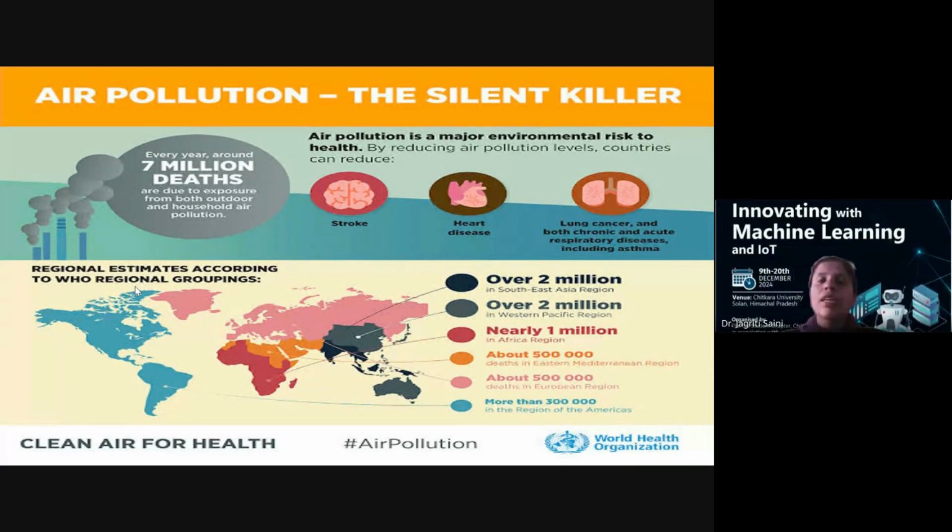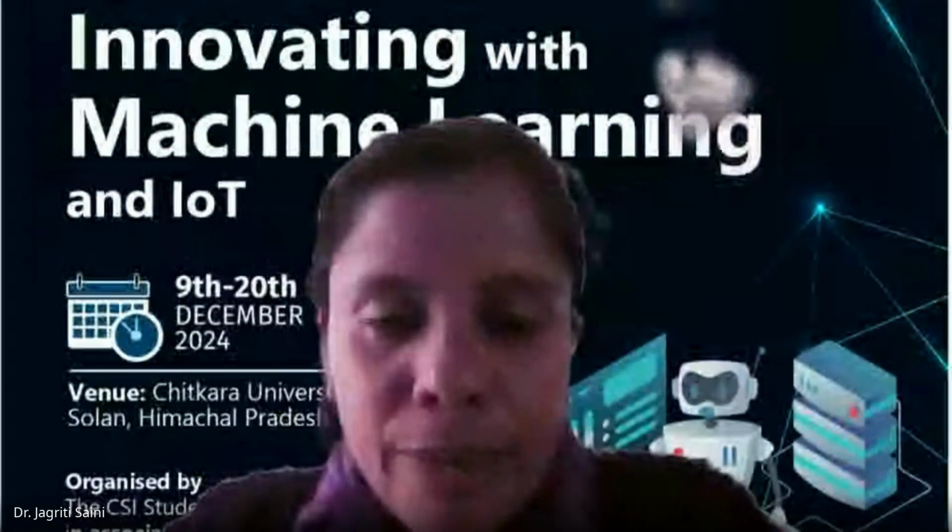And this further leads to some prime health issues, including stroke, heart disease, lung cancer, and a variety of respiratory health issues, including, we can say, your nervous system issues also. They are all considered within this air pollution area.